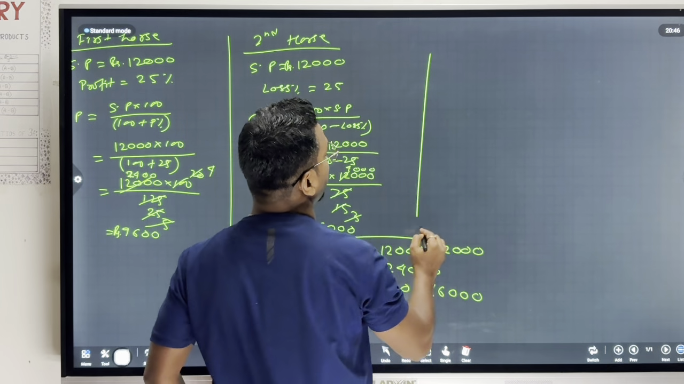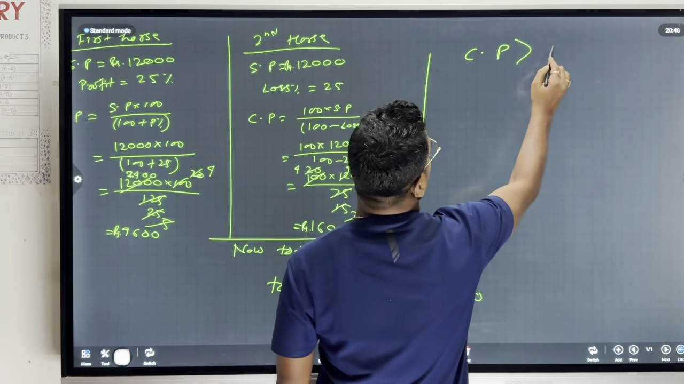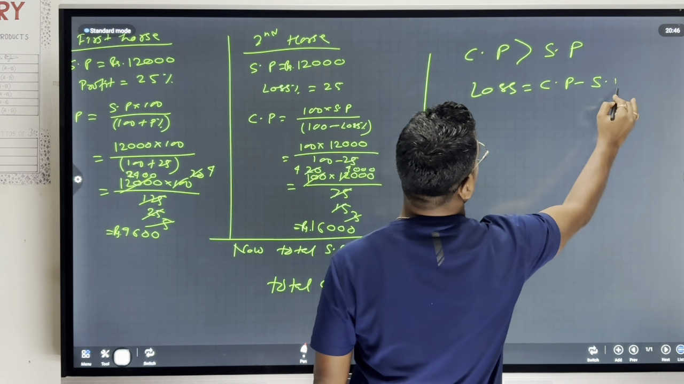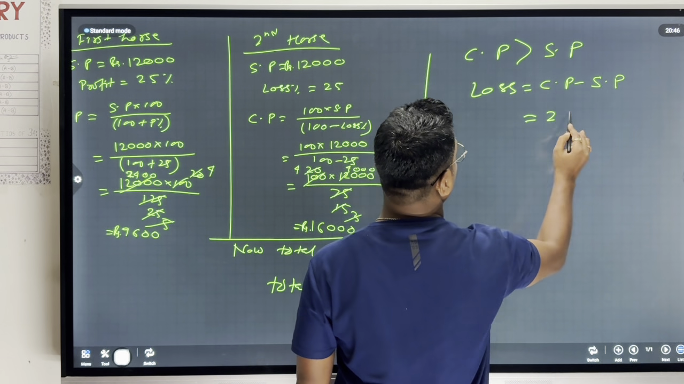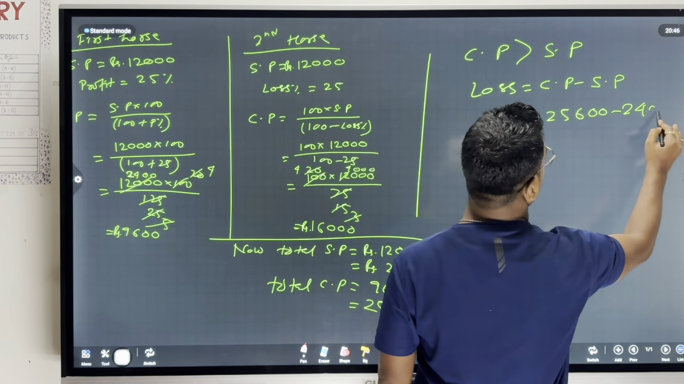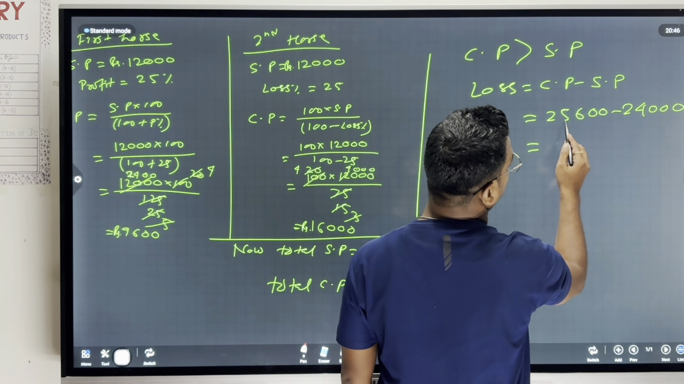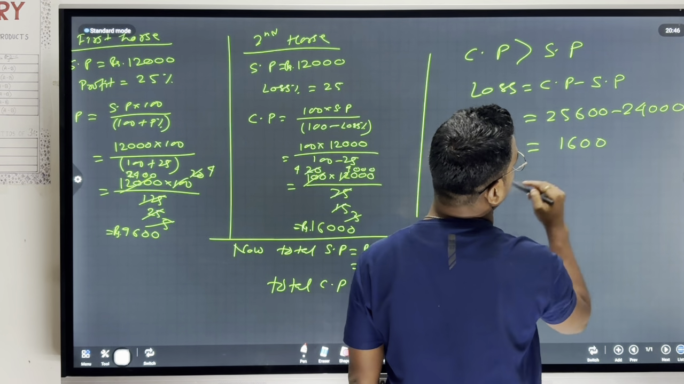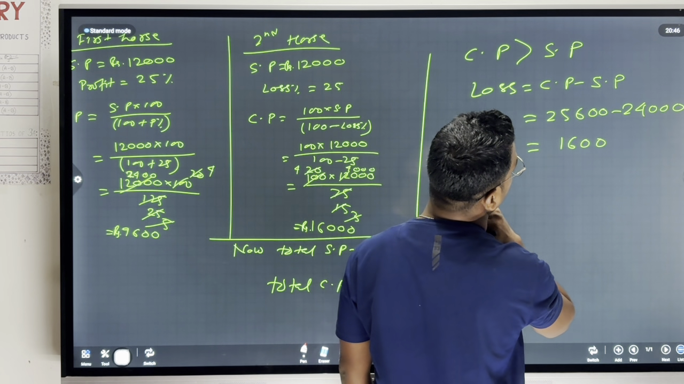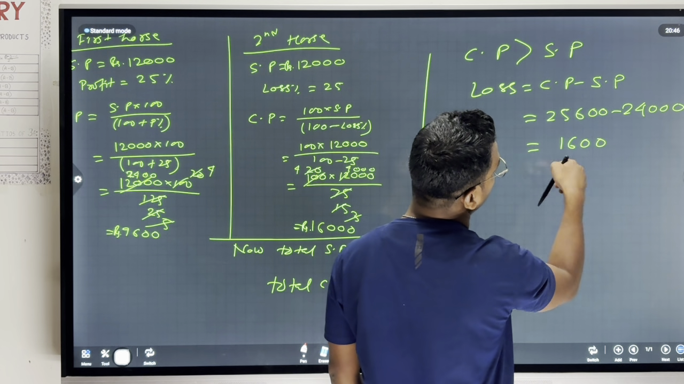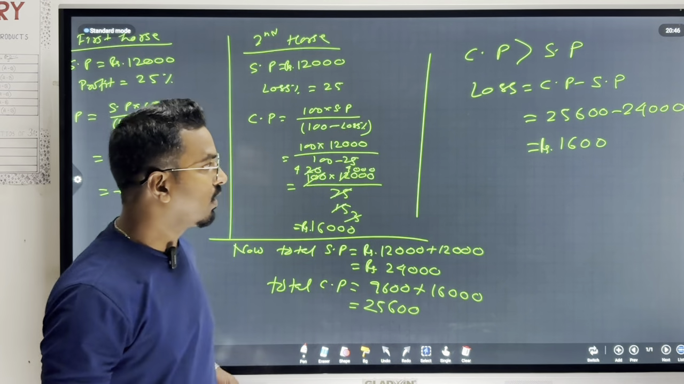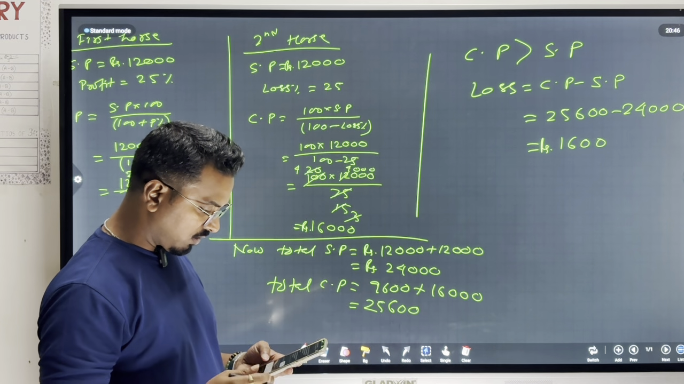So here we will write cost price is greater than the selling price. So loss is equal to CP minus SP. So total cost price is 25,600 minus total selling price is 24,000. So if you subtract, you will get 1600. Is it 1600? Here 1600 rupees loss. There is a loss of 1600 rupees. You have to convert into percentage. Let me check it.